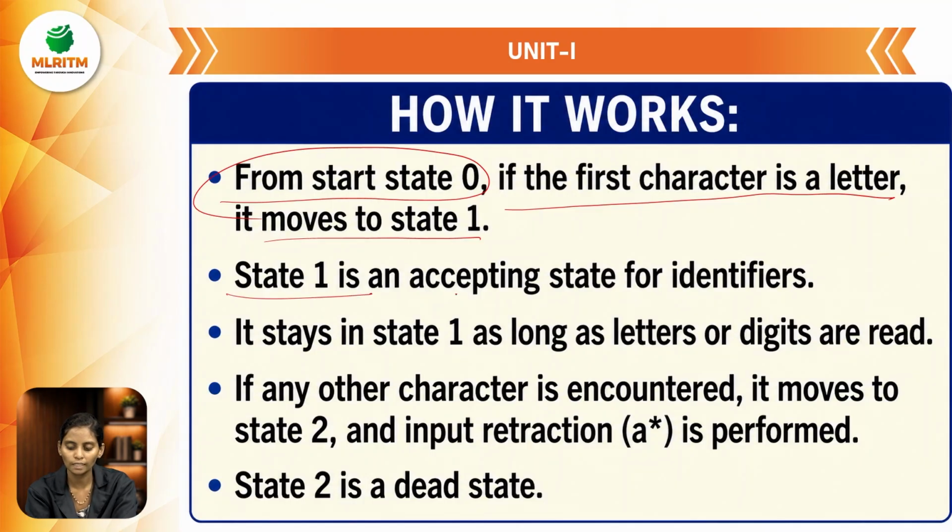If state 1 is accepting, the states are identified: it stays in state 1 as long as there is a letter or a digit. When two or more characters are encountered, meaning more than one character, we represent it as a star retraction, like A star. Next, state 2 is a dead state, like 0, 1 as well as 2. So 0 as well as 1 are going to be accepted. This is going to be called a dead state or an end state. Thank you.